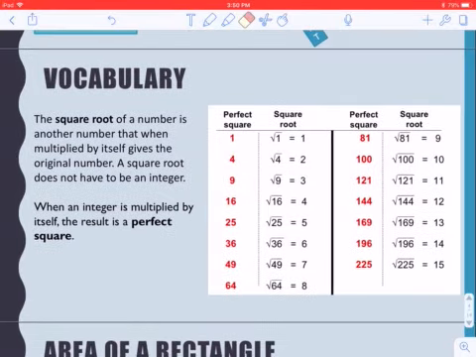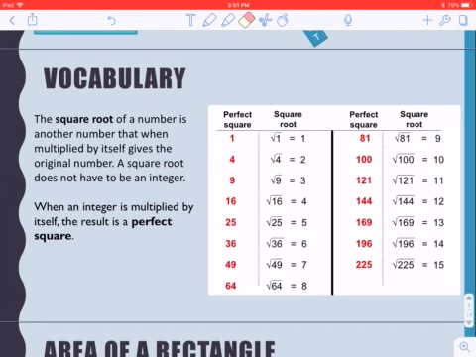The square root of a number is another number that, when multiplied by itself, gives the original number. A square root does not have to be an integer. When an integer is multiplied by itself, the result is a perfect square.